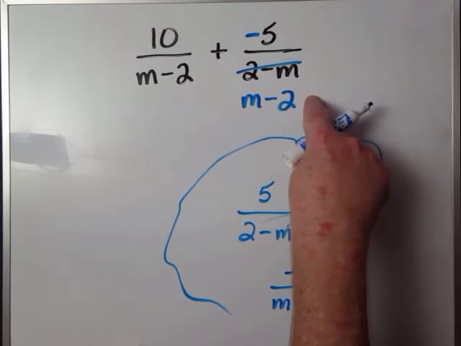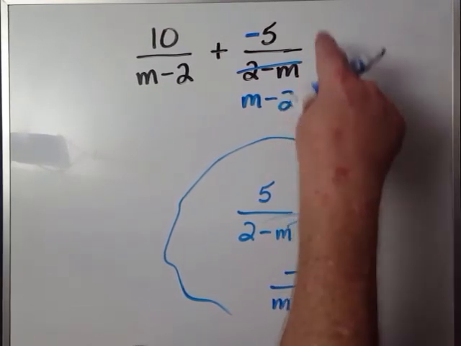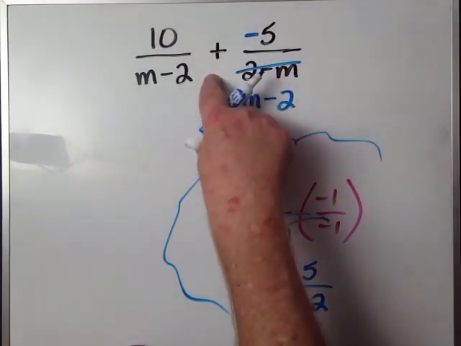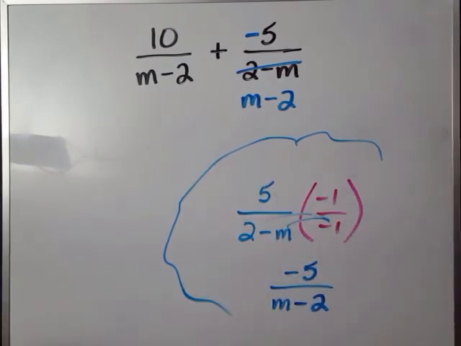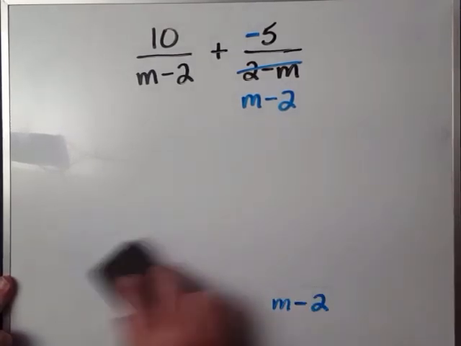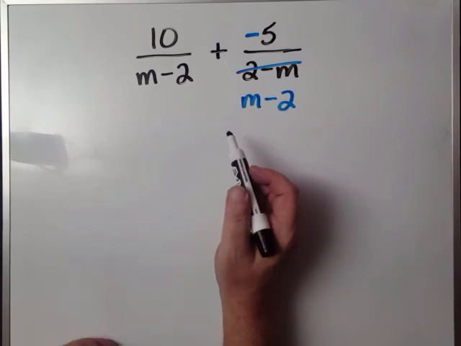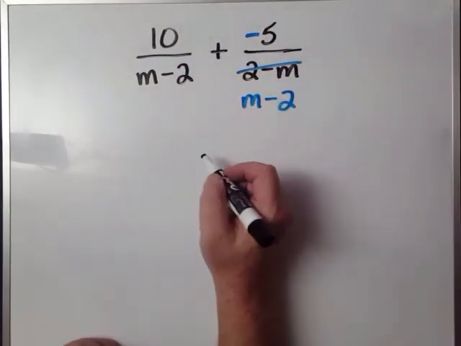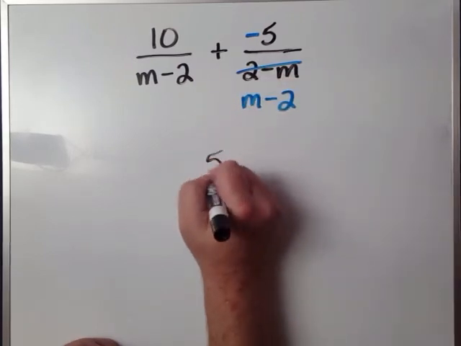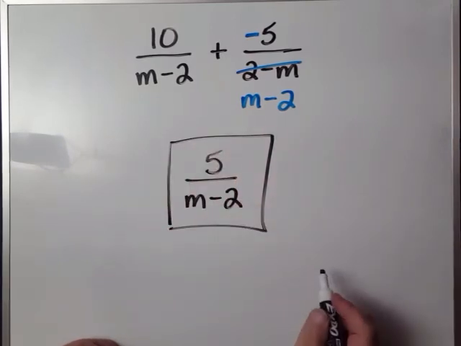And I like to think of it as take the opposite of the bottom and give that resulting negative to either the top or the front. If it's addition, I generally give it to the top. If it's subtraction, I'll give it to the front. And we'll have a chance to see some of that. Having done this, with a common denominator in place, I can add the numerators. 10 plus -5 is 5, and write that result over this common denominator.